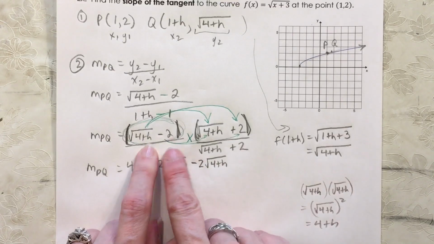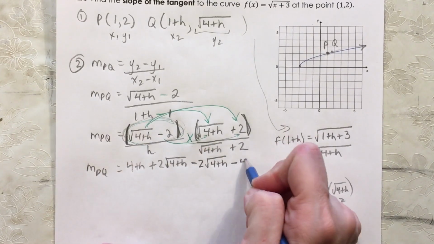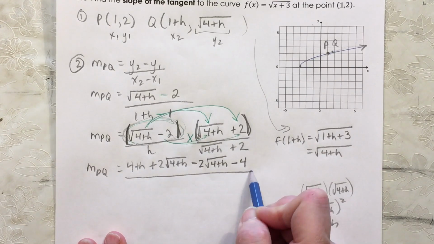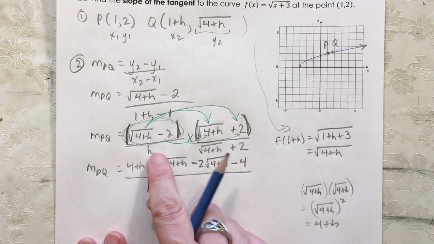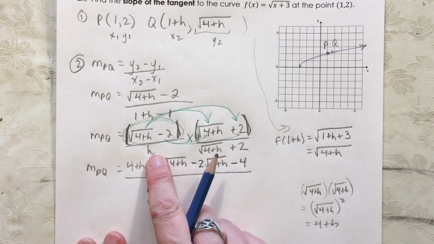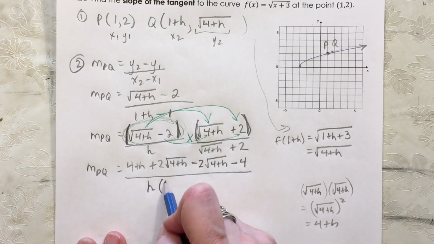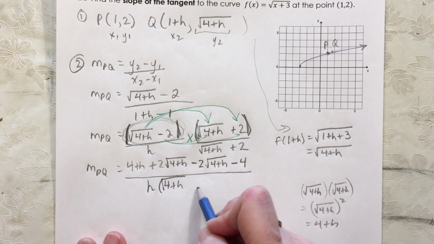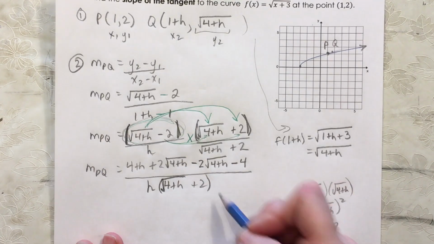And then finally, we're going to do this last green arrow here. Negative 2 times positive 2 is negative 4. And then in the bottom, we're just going to keep it as our h that we want to be able to divide out, our problematic h, times this root of 4 plus h plus 2. Okay? Just keep it like that.